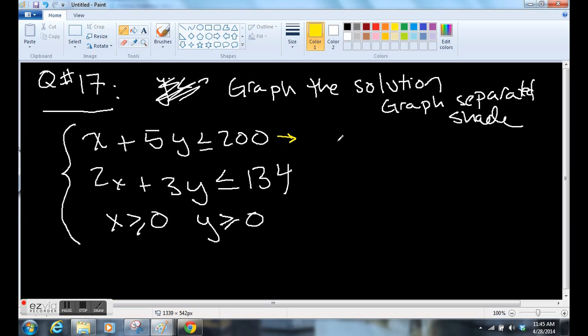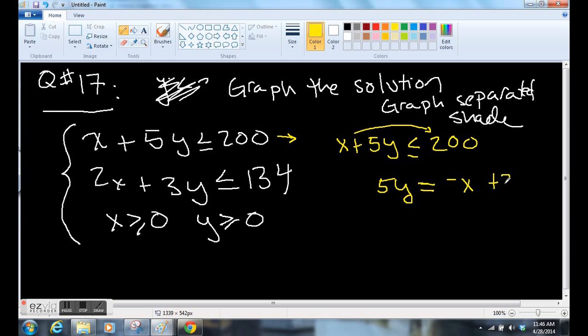Let's start with this one. So we have x plus 5y is less than or equal to 200, and I want to write this in terms of y. The boundary line is going to be y equal to, bring the x to the other side, 5y equals negative x plus 200. So I have y equal to negative 1/5 x plus 200 divided by 5, that's 40. So this is the first line.